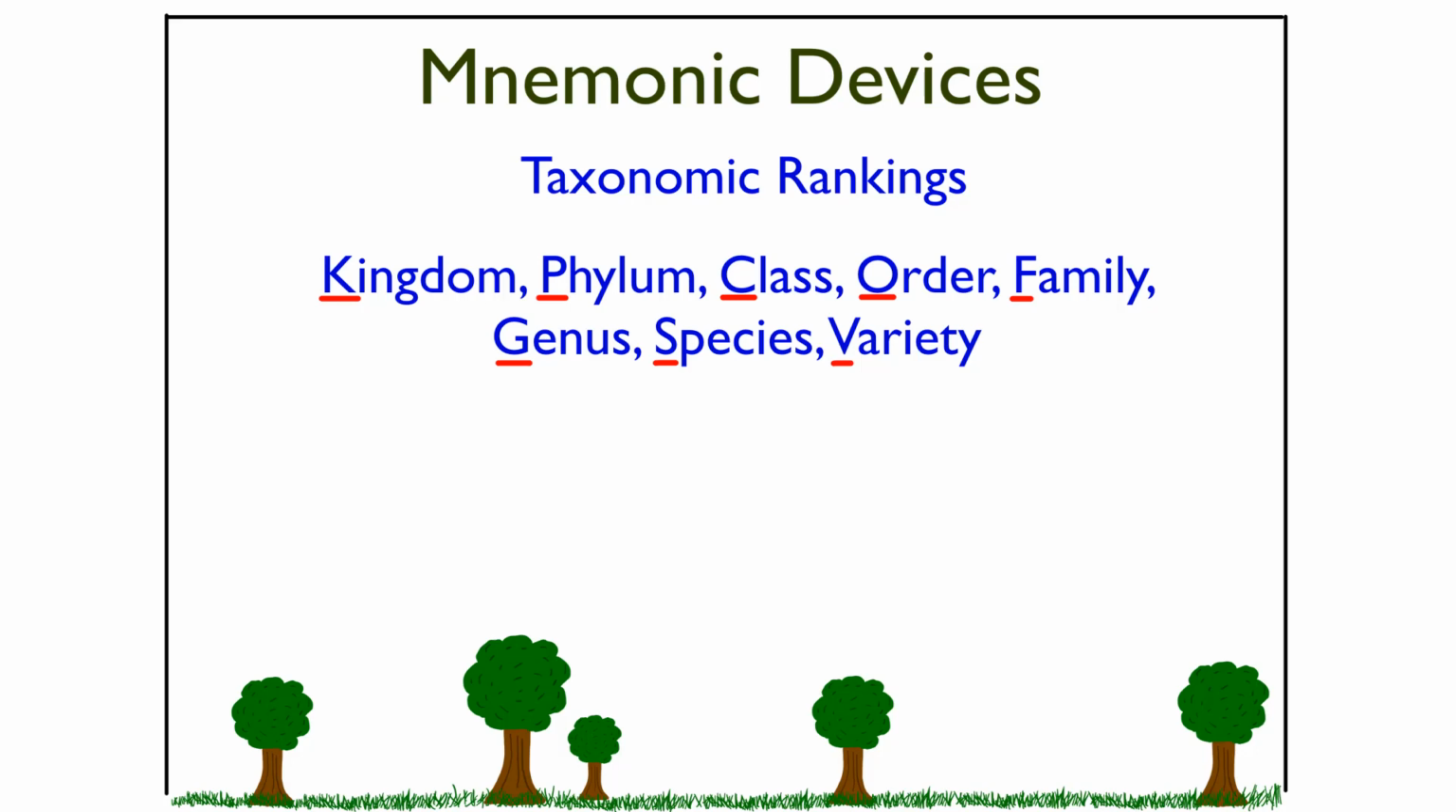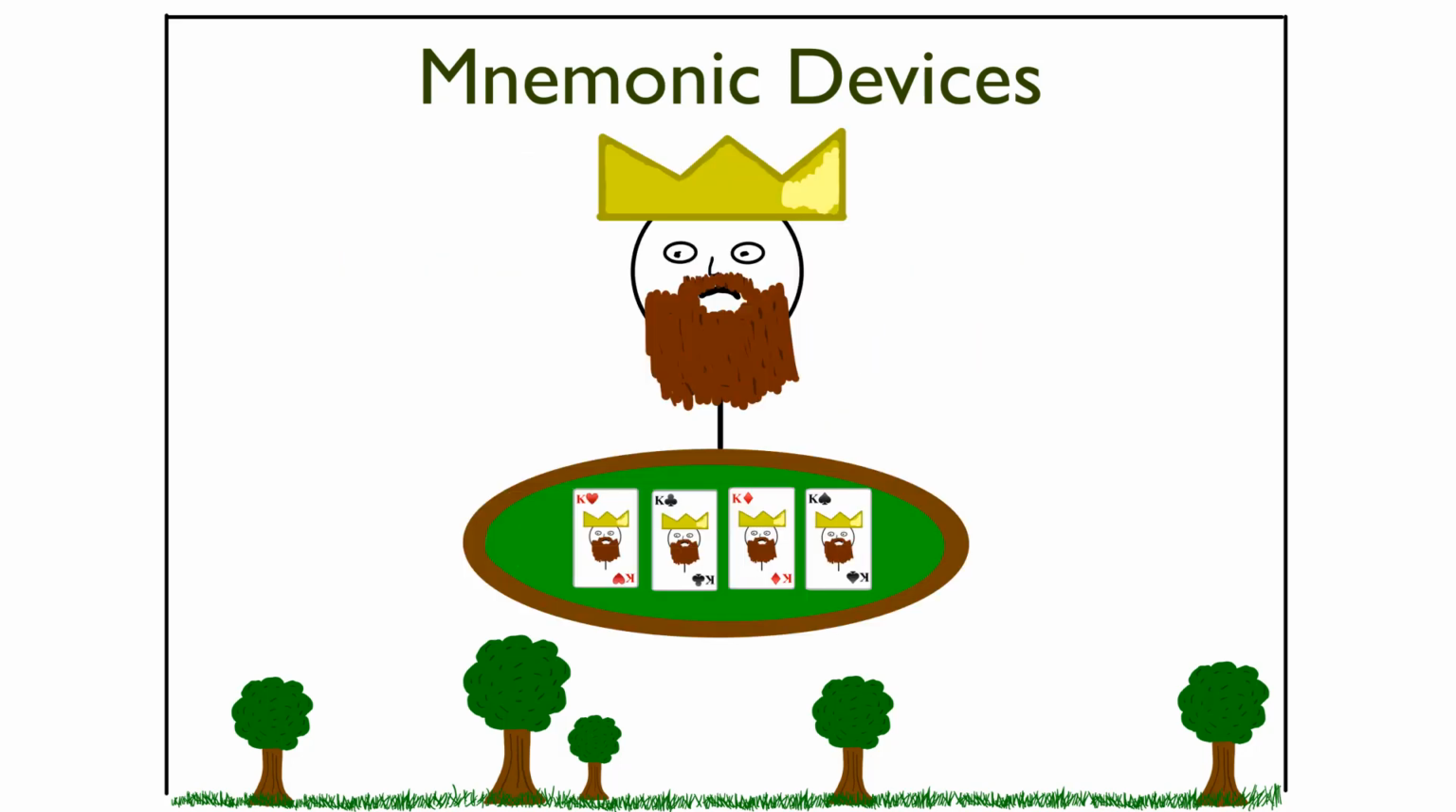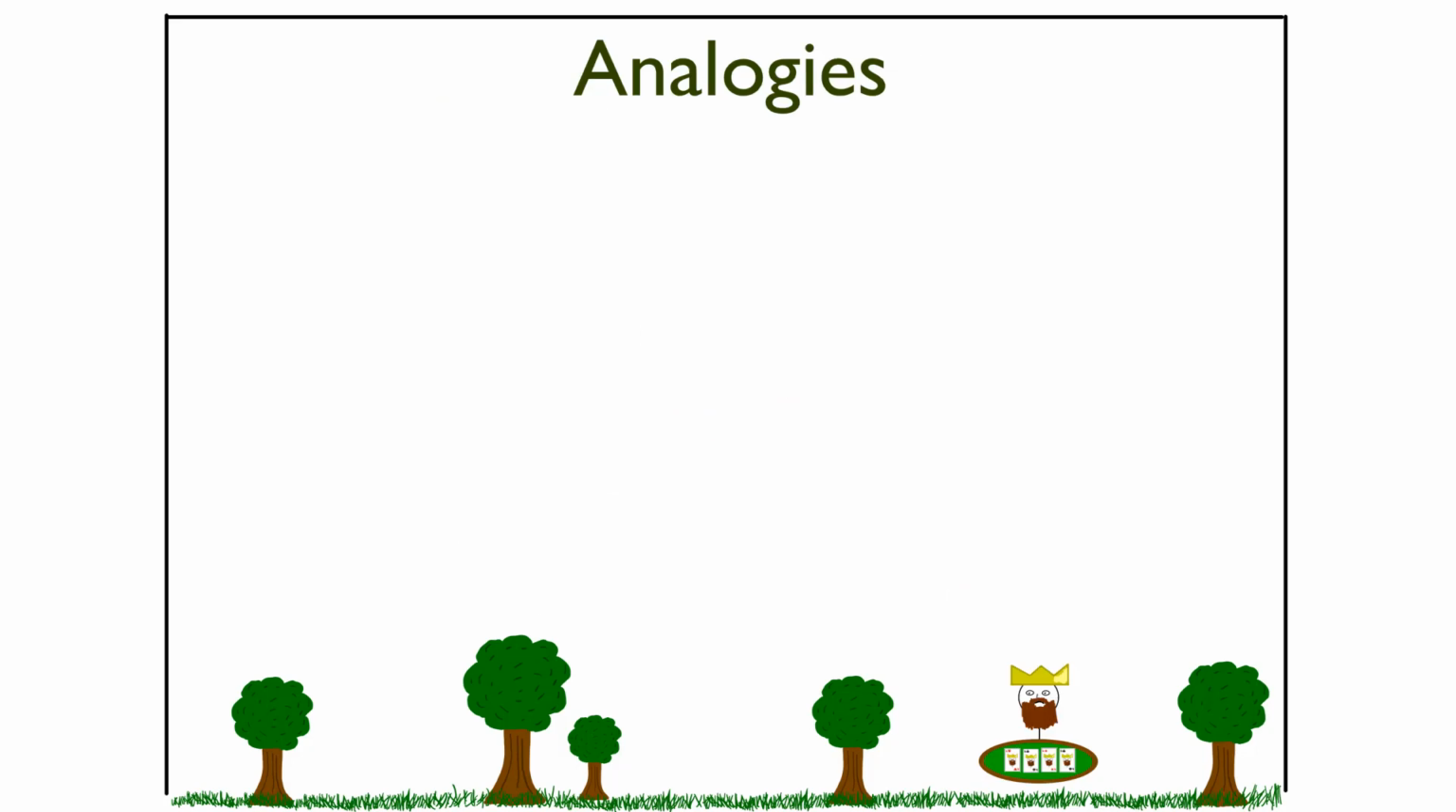Let's give it a try. We'll do kings play cards on fairly good soft velvet. By creating a memorable sentence using the same first letters of all of the taxonomic rankings, you can kind of create a picture in your head. Here, I drew one for you. There's a king playing cards on his fairly good soft velvet. Now, if you can remember the order of the king playing cards, you'll also be able to remember the order of the taxonomic rankings, which is pretty difficult for me at least. All right, we'll send him down into the corner and we'll move on to analogies.